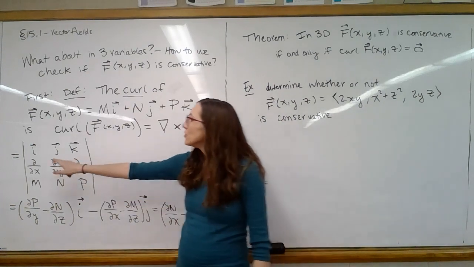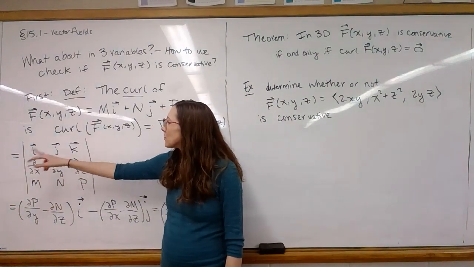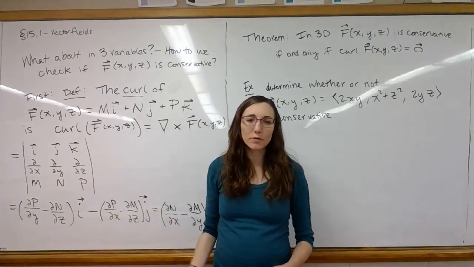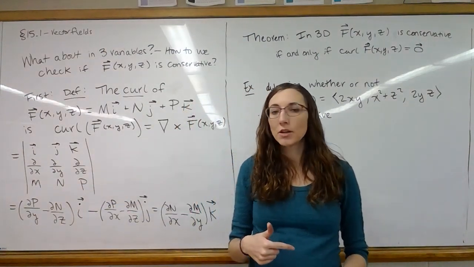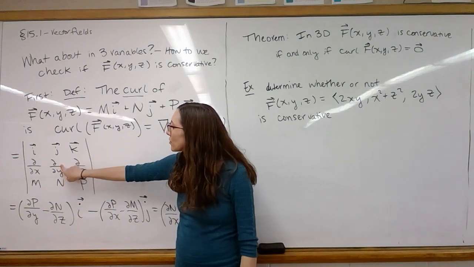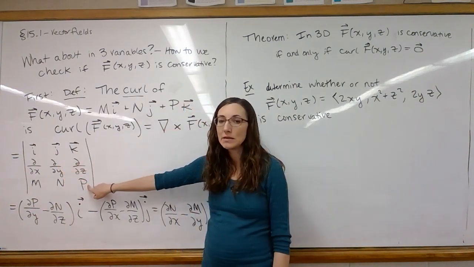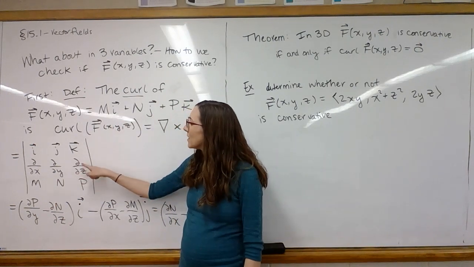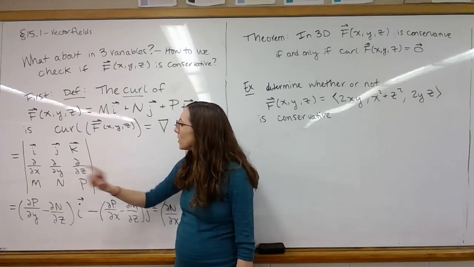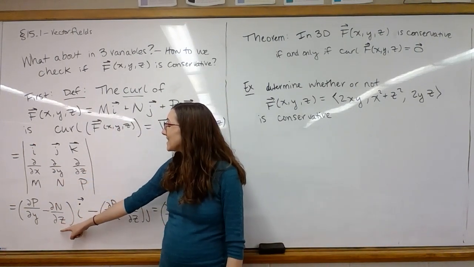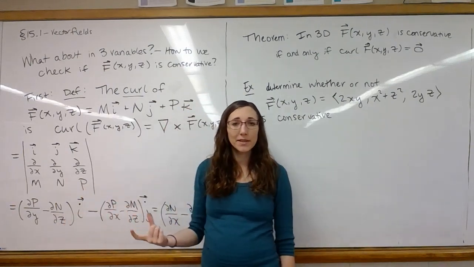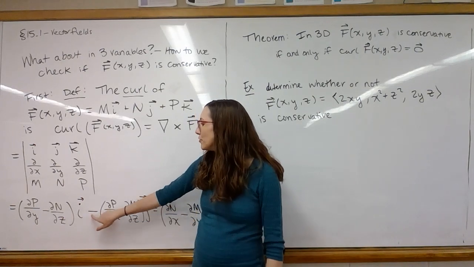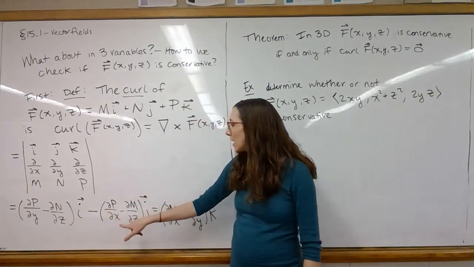So we first use the i, and we cover up its row and column. Now instead of multiplying, we're really using the operation. So this is saying take the partial with respect to y of P, the partial of P with respect to y, and then minus the partial with respect to z of N. That's going to be the i component. So that's times i.